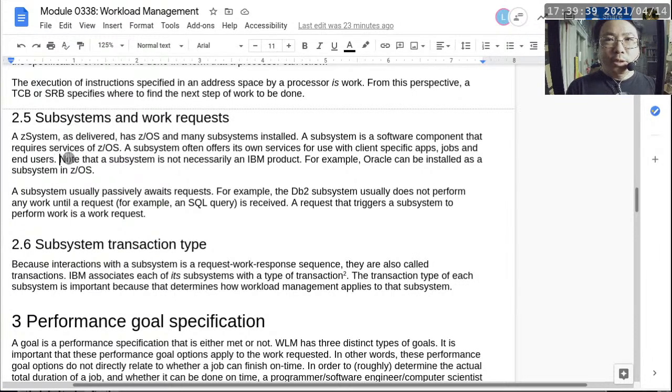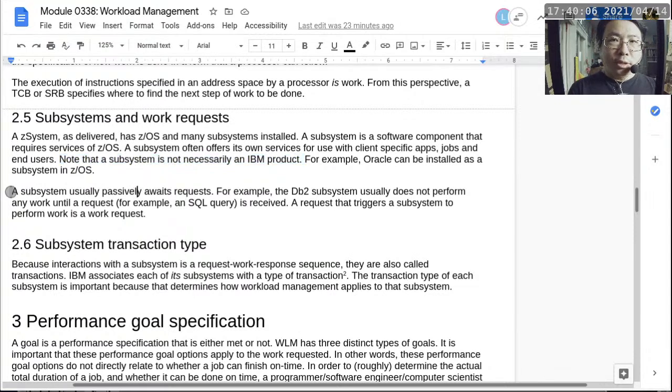Now we want to talk about this next sentence: not every subsystem is an IBM product. That's basically what this sentence is trying to say. Because Oracle, which you can also install in z/OS, is a subsystem, but it is not from IBM. Oracle is from Oracle. So that's what the term subsystem is referring to, in the context of IBM.